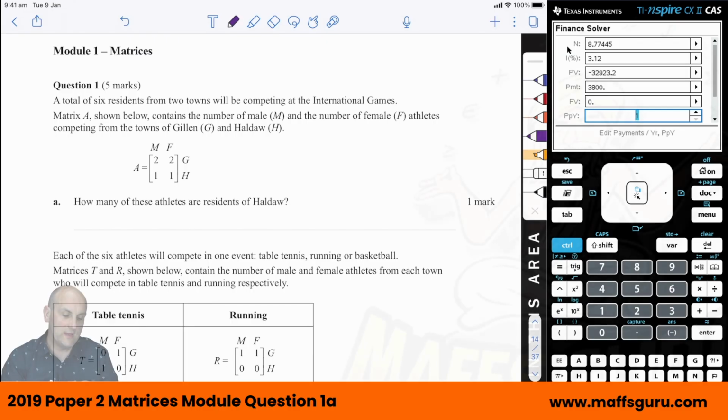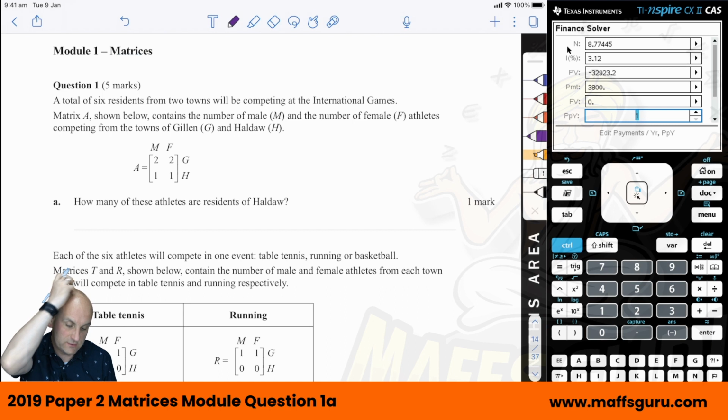So now onto our matrices. A total of 6 residents from 2 towns will be competing at the international games. Matrix A shown below contains the number of males and the number of females competing from the towns of Gillen and Haldor. How many of these athletes are residents of Haldor? All right, so male and female Haldor, I reckon it would be just 2 residents. You're looking at that one and that one because they're from Haldor.